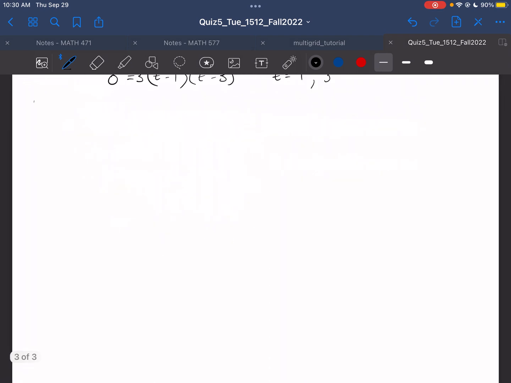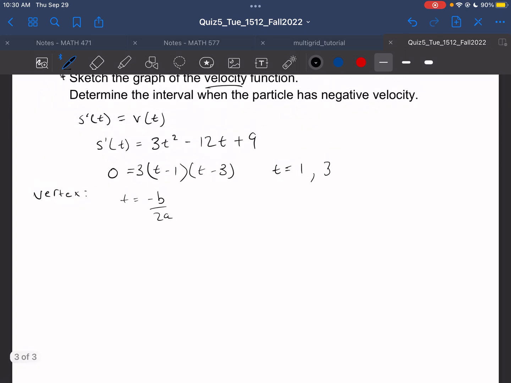So then also let's find our vertex. It's going to be where t equals negative b over 2a. So our b is negative 12, so this will give us t equals 12, and then our a is 3, so then 12 over 6. So then t equals 2. So then let's plug it in. S prime of 2 equals 12 minus 24, that's negative 12, plus 9, that's negative 3.